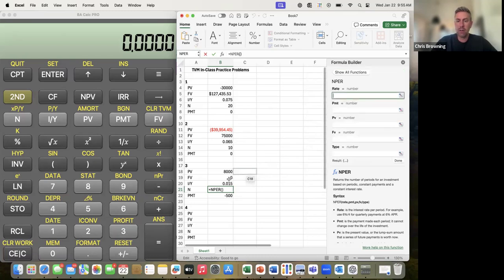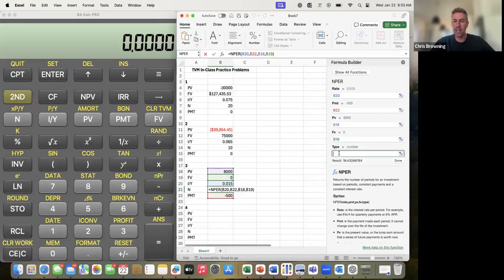All right, so it's asking for our rate. We have that as our rate. Our payment is there, present value here, future value. Now, type is important here, right? We said that this payment was taking place at the end of the month. And so we need to insert a 1 right there to make it an ordinary annuity and hit enter. Okay, so the N that we calculate is 18.12.